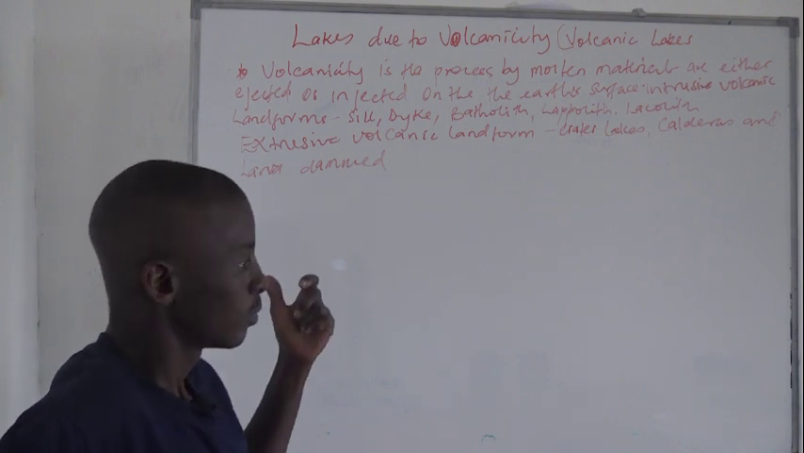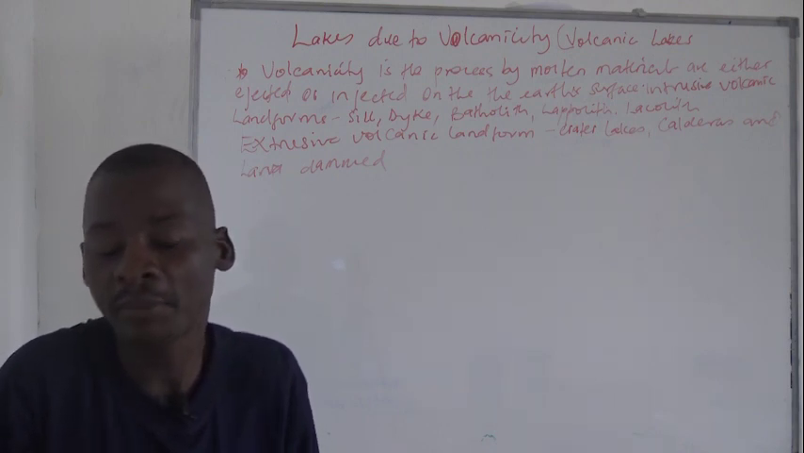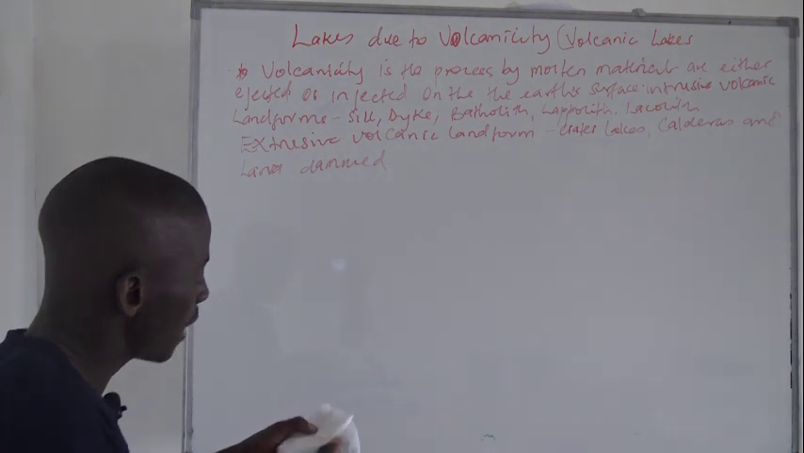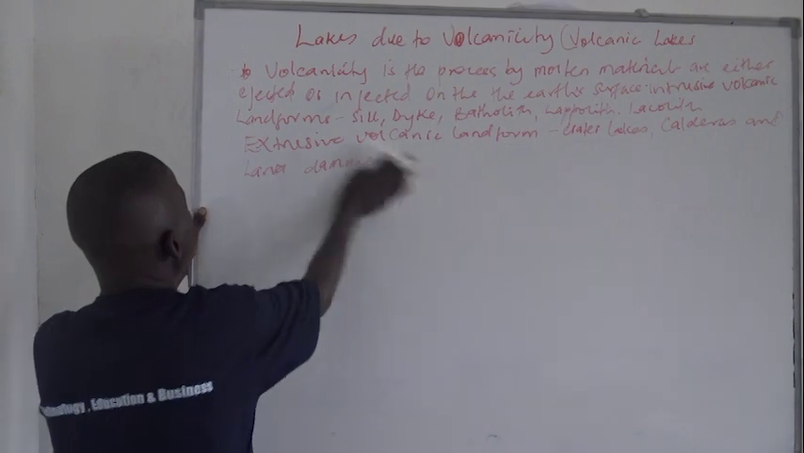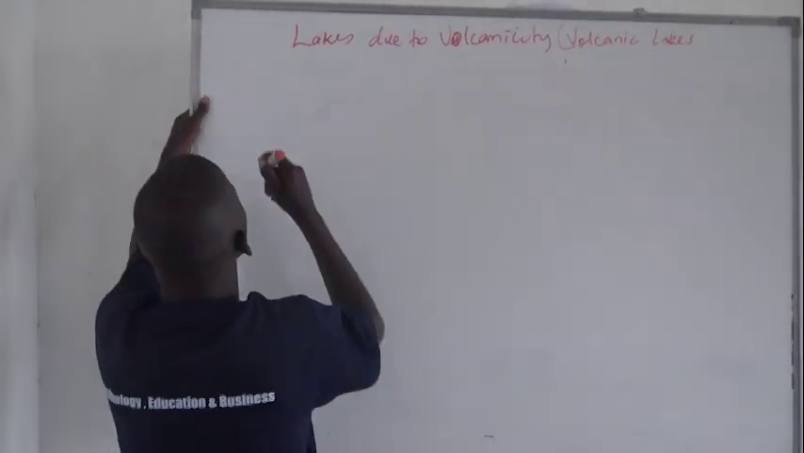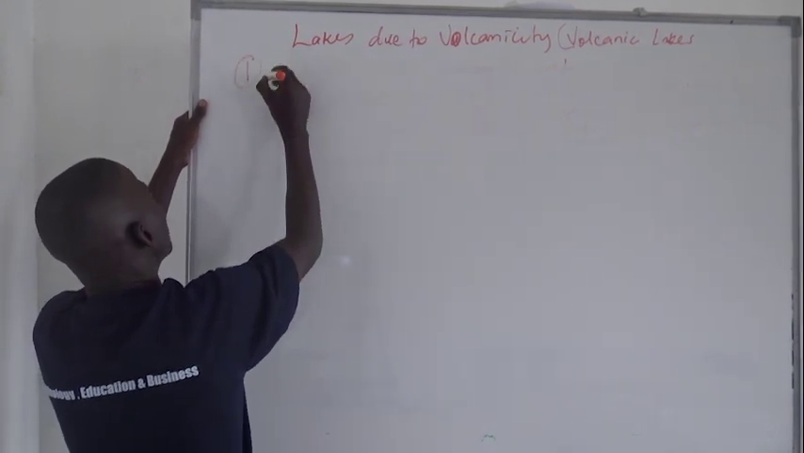So, some lakes in East Africa were formed by volcanicity, and that is where we have our examples. The types of such lakes are mainly three. To begin with, number one, we have crater lakes.